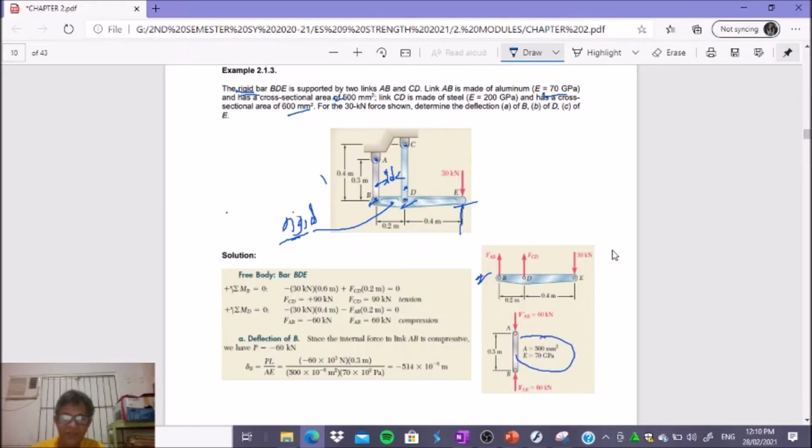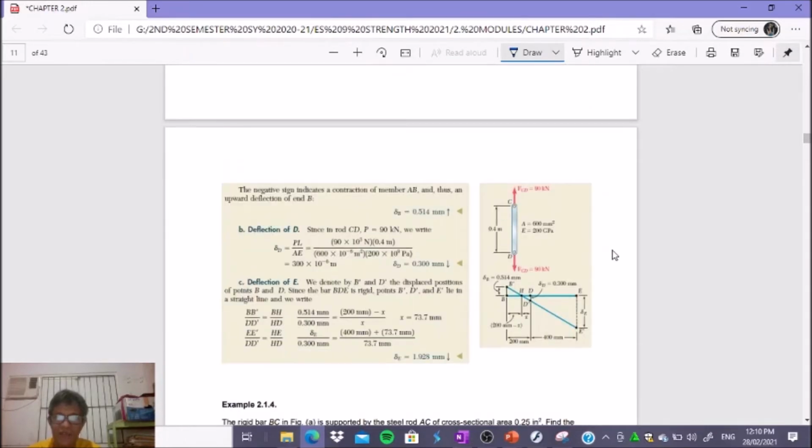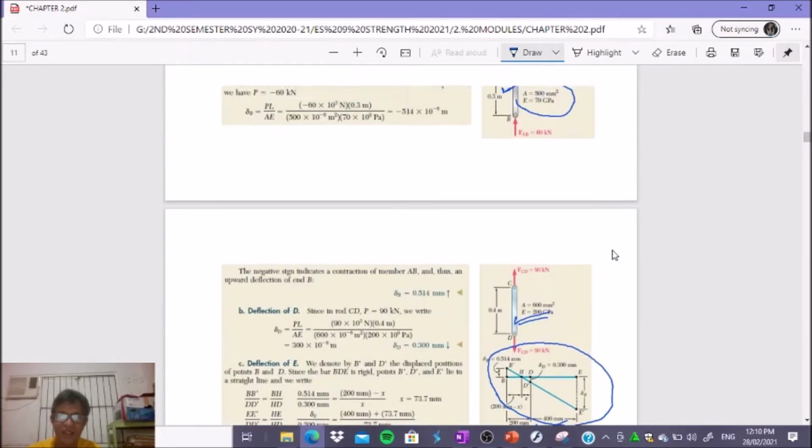Kasi actually, maganda yung may ganitong illustration, kasi ito makikita mo na from this figure that this link AB will be subject to compression. Ibig sabihin, iiksi yan. Wherein itong isa will be subject to tension. So, ibig sabihin, hahaba siya. And the point here is, paano mo ito gagawin? Paano mo ito gagawin yung diagram na yan? Yan ang napaka-importante dyan. Kapag nagawa mo na itong diagram na ito, magiging madali na yan.